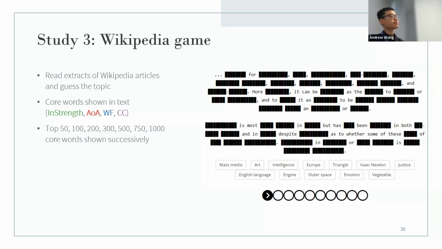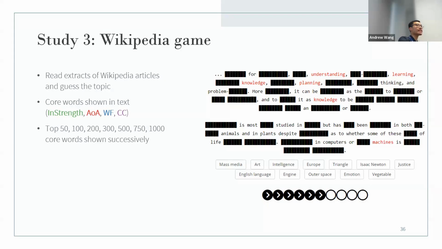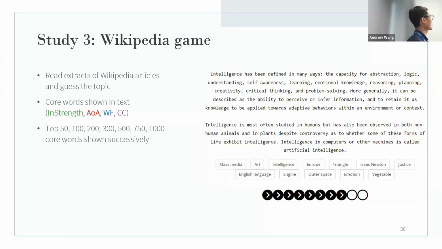And so we gave them texts that looked like this, and we showed the core words in the text. So the core words from one of those core vocabularies in strength, AOA, WF, and CC. And we showed these core words incrementally. So we started off with the words from the top 50 words in the core vocabulary, the top 100, 200, 300, 500, so on, getting people to make a guess each time until they either got the topic or they ran out of guesses. So the correct answer there is intelligence.